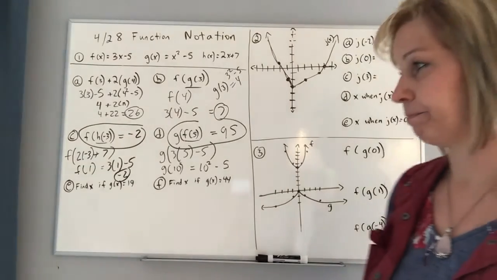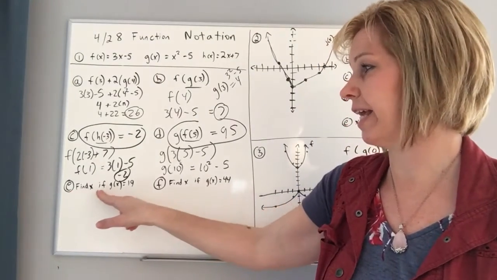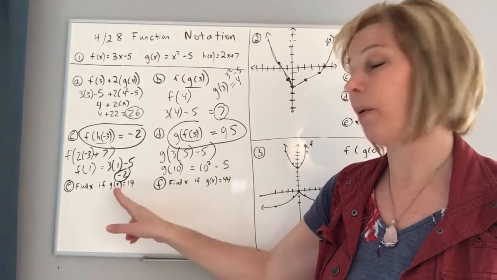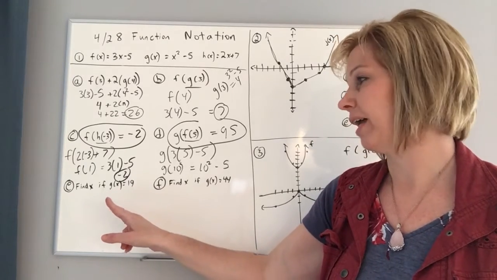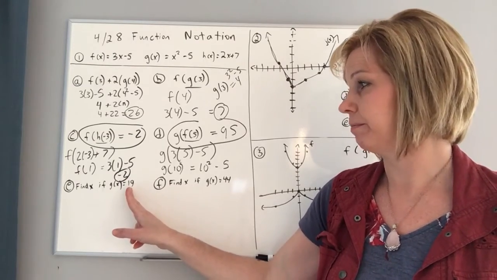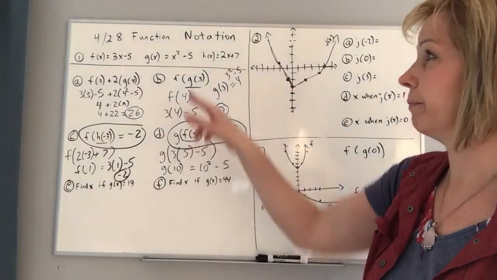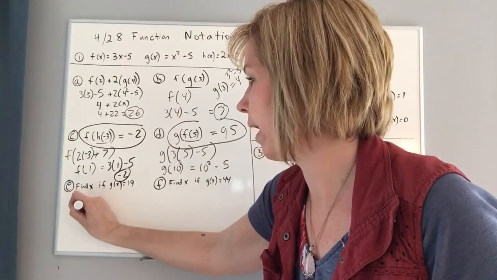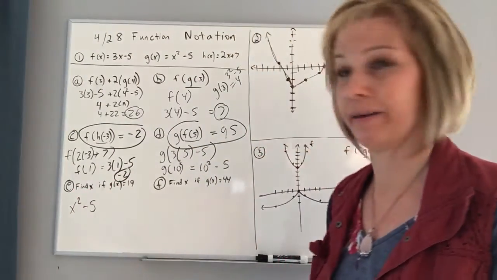Okay, so E. It says find x if g of x is 19. So our x is our input. We don't know our input, but we know our output is 19. So what is g of x equal to? Well, it looks like g of x is x squared minus 5.